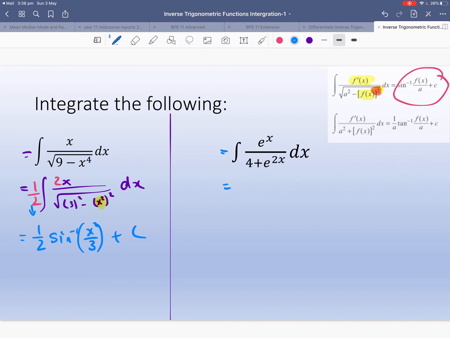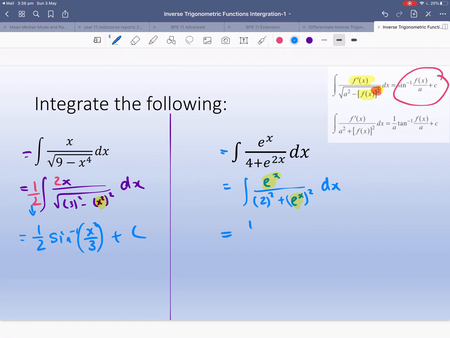Okay? All right, I'm going to do the same with this one. I'm just going to fix it up a little bit. It looks like it's a little bit of a tan sort of thing. See here, we've got an a squared. So I'm going to fix it up so it looks a little bit more like it. We've got 2 squared plus. Now, this thing needs to be squared too. So if I use my index laws, it's going to get e to the x squared. Oh, that works really well. Because I know that the derivative of e to the x is e to the x, so that works, okay? And I think I'm ready to go.